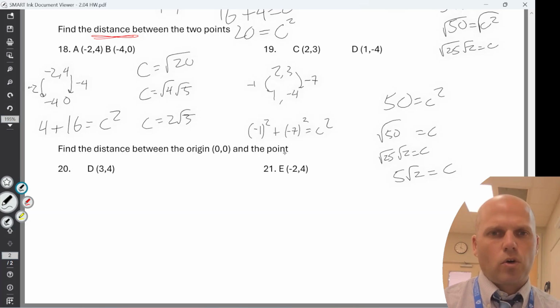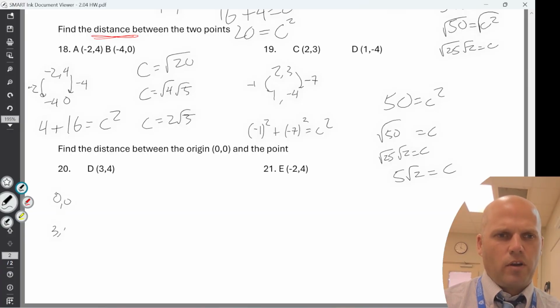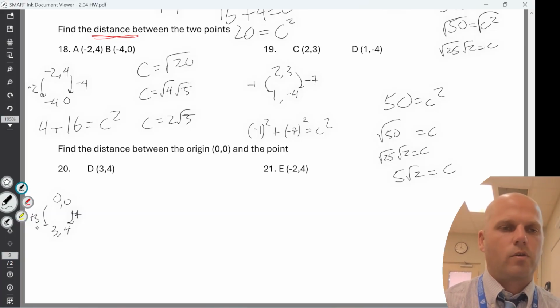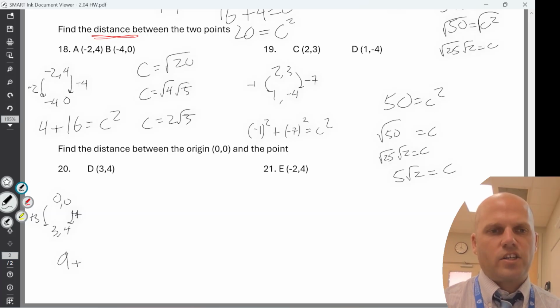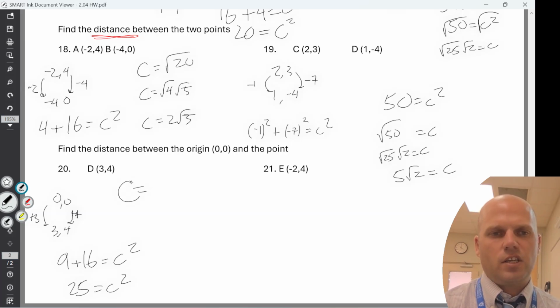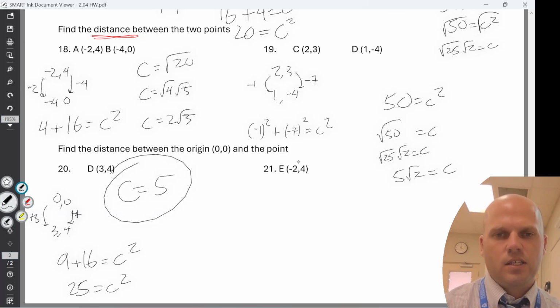What is the distance between the origin and the point D? 3, 4. Well, if we're going from the origin to the point, they're already telling us the x change and the y change. We just have to take this x coordinate and this y coordinate, and it's the x change and the y change. So I get the x change of 3 squared, which is 9. The y change of 4 squared, which is 16. That will equal the diagonal distance squared. So 9 plus 16 is 25 equals C squared. C equals 5. That is the distance.